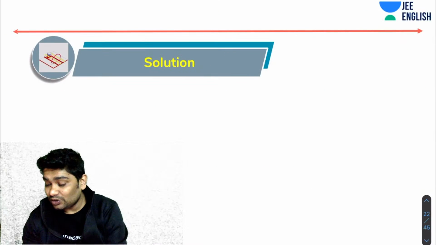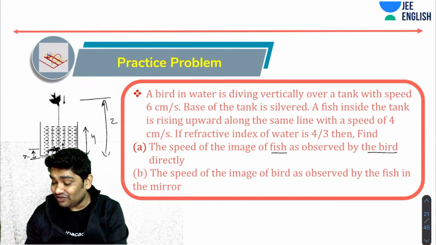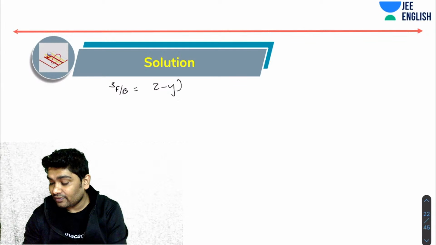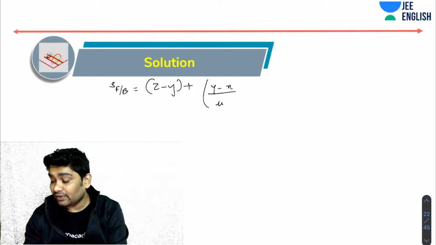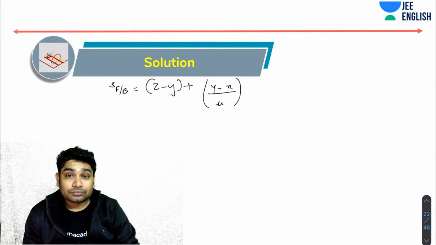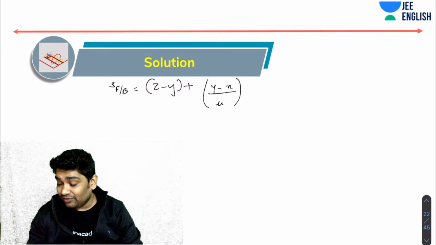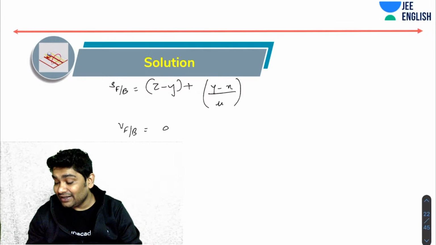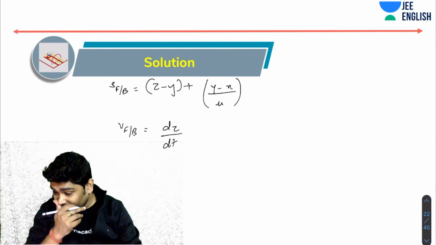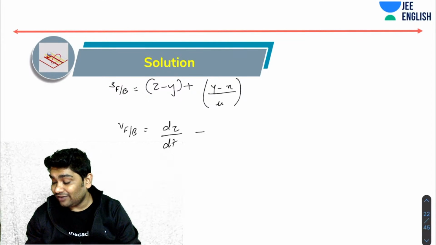So what is the distance of the fish with respect to the bird? It will be z minus y plus y minus x over mu. Correct? Okay, as I told you, if you differentiate that, you would get therefore the velocity of fish with respect to bird would be dz over dt minus 1 over mu times dx over dt.